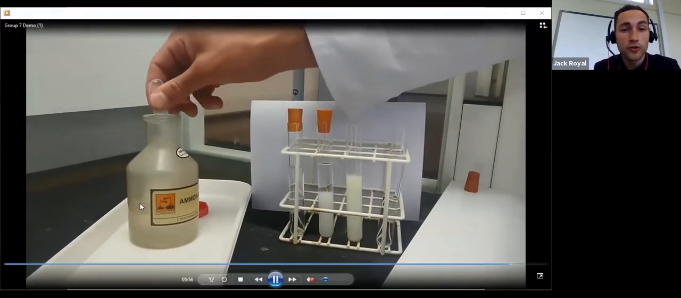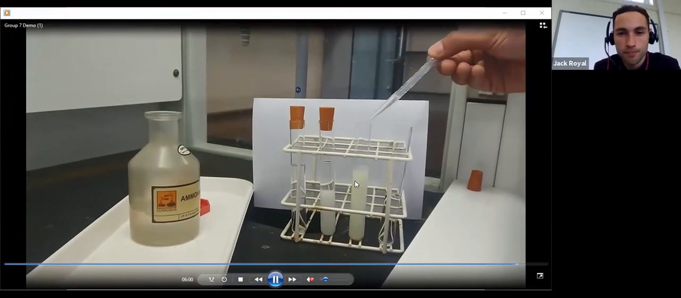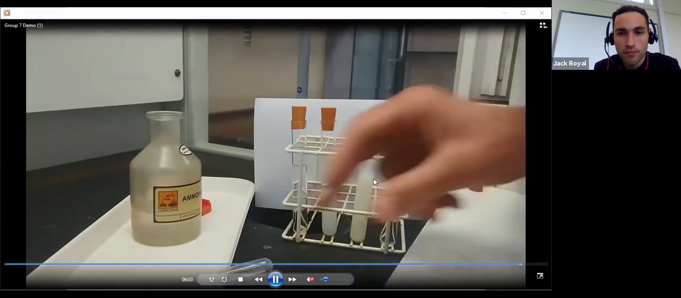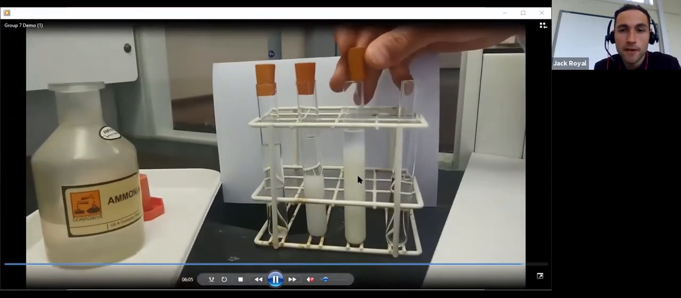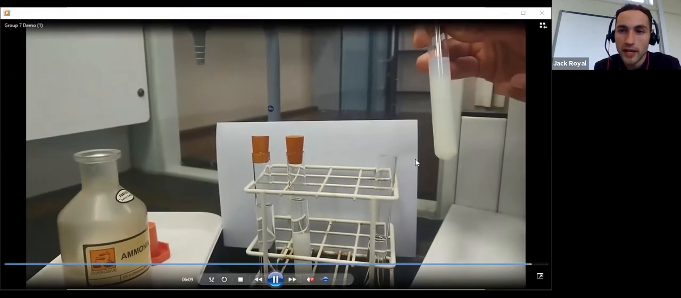If I add concentrated ammonia to the silver iodide precipitate, give it a little shake, and you'll see the precipitate's not broken down at all. The precipitate remains there.